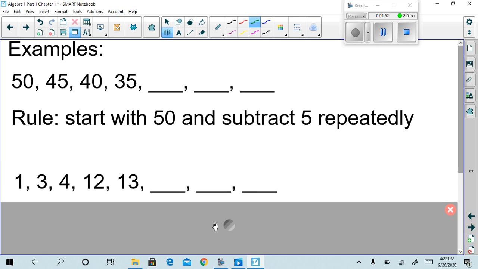We'll do one last one together. 1, 3, 4, 12, 13. See if you can find the pattern and complete it, and we'll go over this in class.